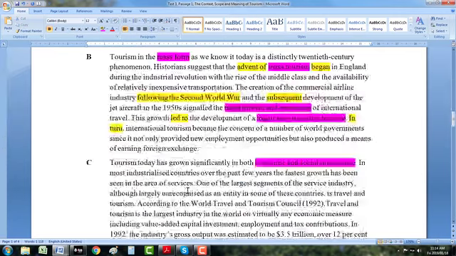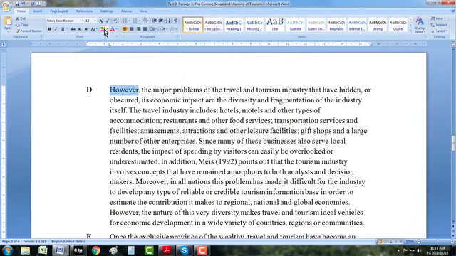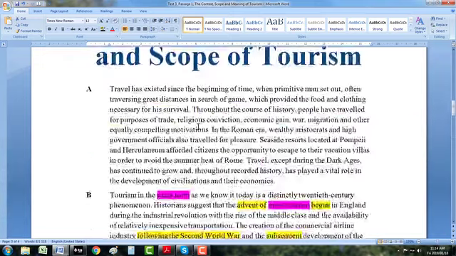Right, paragraph D. However, some important linking language. The major problems of the travel and tourism industry that have obscured, you can actually just ignore that sort of thing. It just means hidden, that word obscured, and you don't need to know it. That have hidden its economic impact are the diversity and fragmentation of the industry itself. So these are the two major problems that have hidden its economic impact.